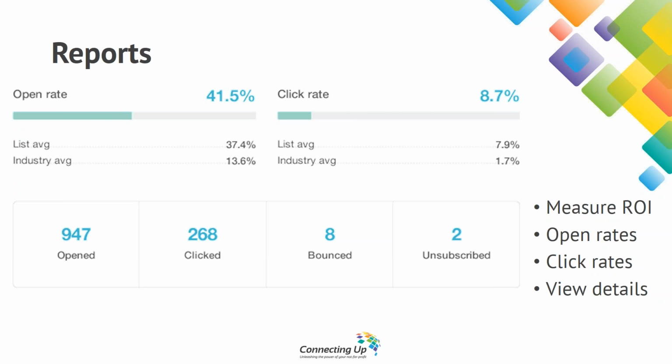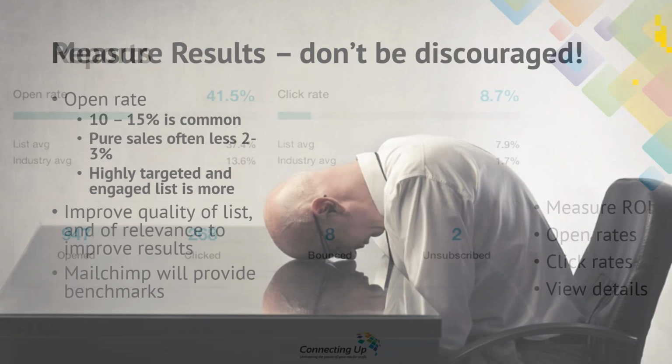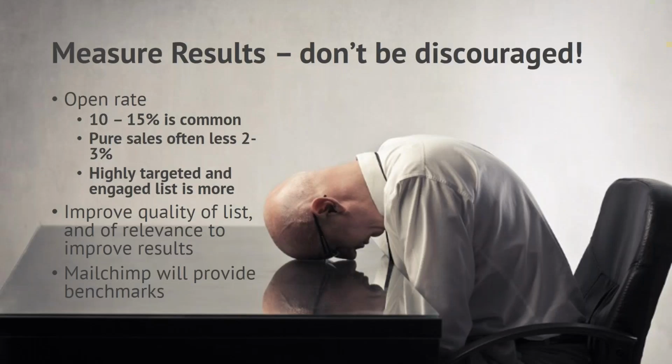Now, it's kind of funny. When we're measuring these results, it's really important not to be discouraged. With our open rates, 10 to 15% is actually a really common open rate. If you're sending pure sales communications, it's often much less, so 2 to 3%. If you have a highly targeted and engaged list, like the example I showed you just before, you can get very high open rates.